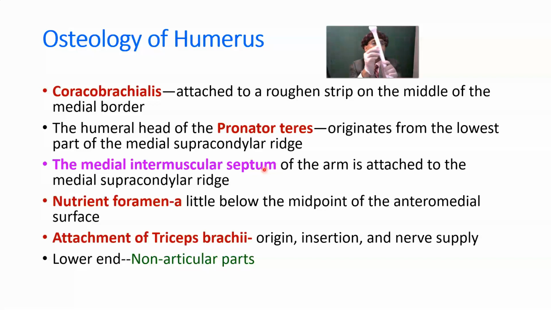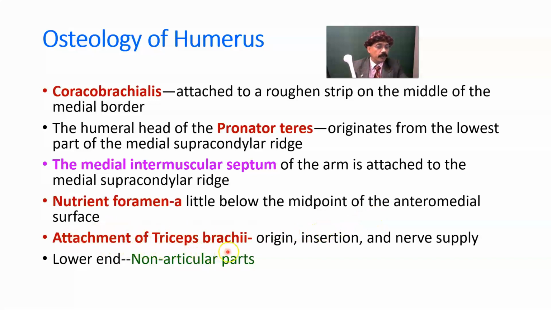It is not shown here nicely, and you must know that nutrient artery is a branch of either the brachial artery or it is a branch of the profunda brachii artery. It is important. The artery is directed downward. Okay, and the upper end is the growing end. Okay, so there is an important nutrient foramen a little below the midpoint of the anteromedial surface.